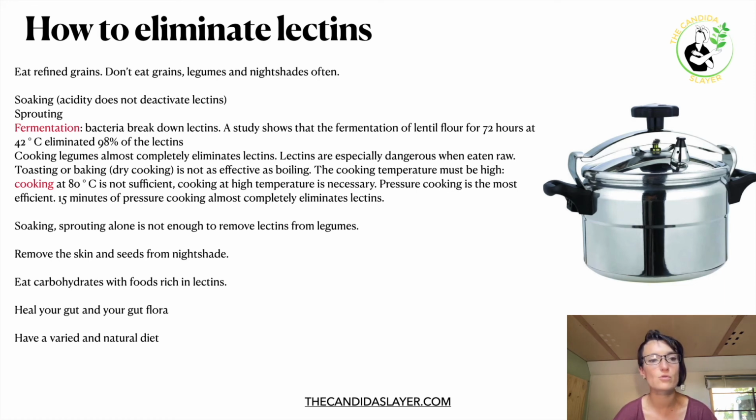You can also choose to eat refined grains instead of whole grains, and you can prepare your seeds, legumes, and so on the proper way. That is to say, by soaking, sprouting, fermenting, and cooking. So the two main processes that destroy lectins are mainly fermentation and cooking. Okay, so soaking and sprouting eliminates some of the lectins, but it's not enough.